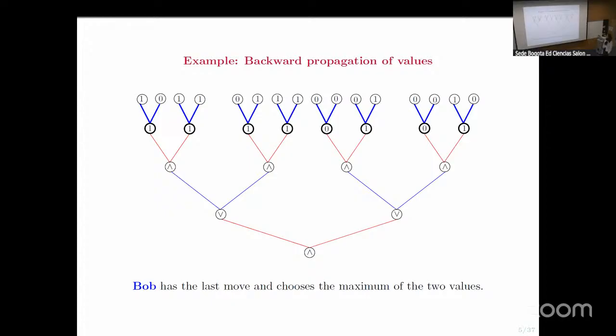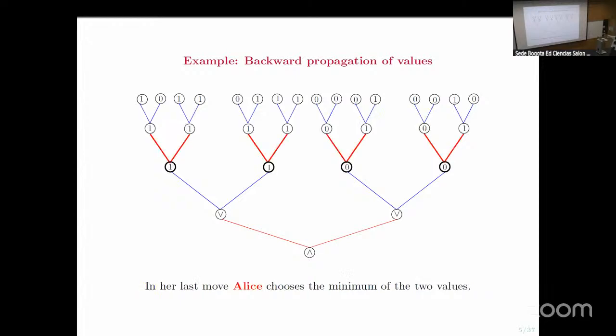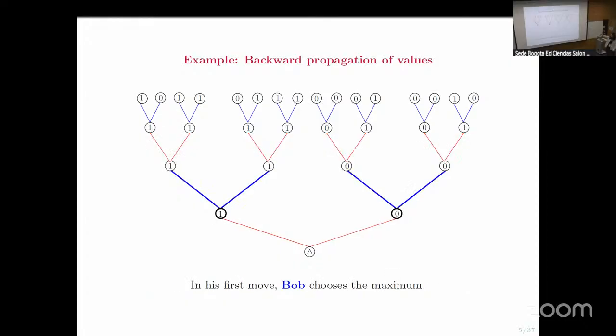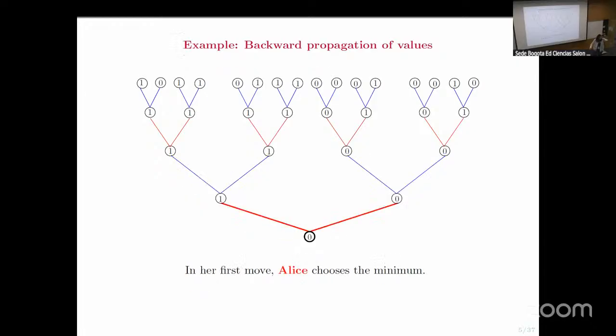Then Alice, in her last move, is going to take the minimum, because she wants a 0 in the leaf. She is going to take the minimum of the children. Then in the first move of Bob, he is going to take the maximum again. And then in the first move of Alice, Alice is going to play the minimum.